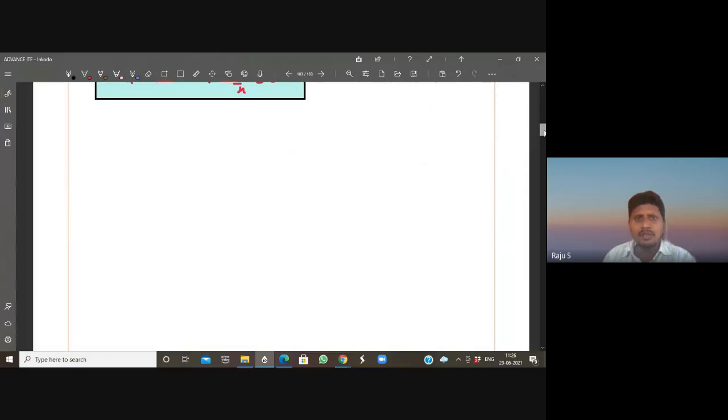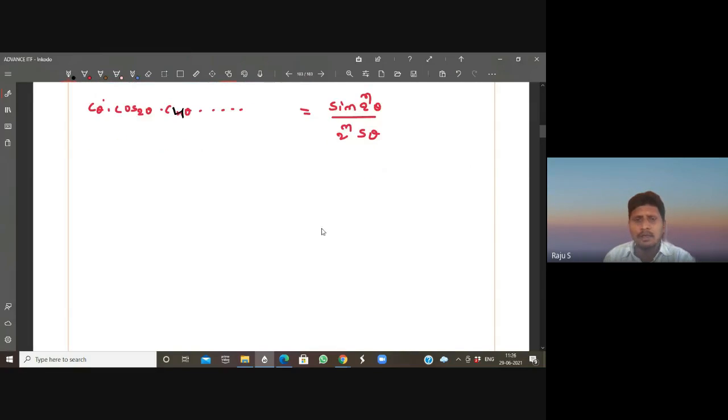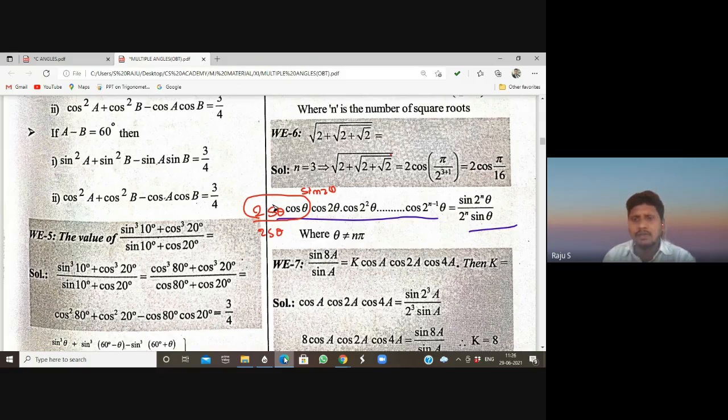If you get any doubts about whether LHS equals RHS, what is that property? Cos theta, cos 2 theta, cos 4 theta, and so on is equal to sine 2 power n theta by 2 power n sine theta. Let us see; yes, we can prove that.